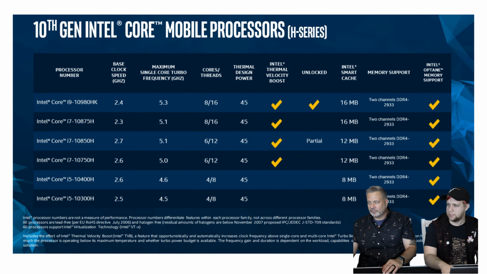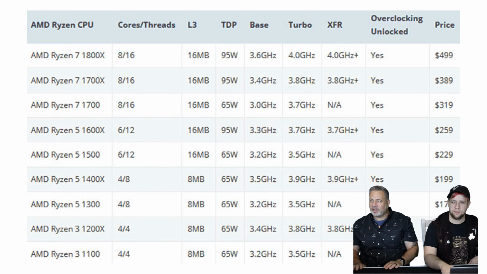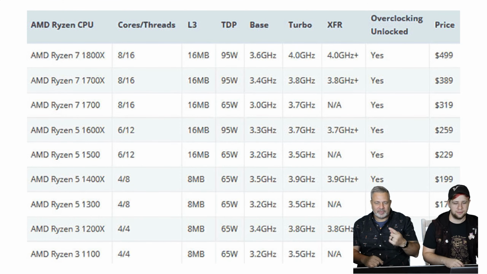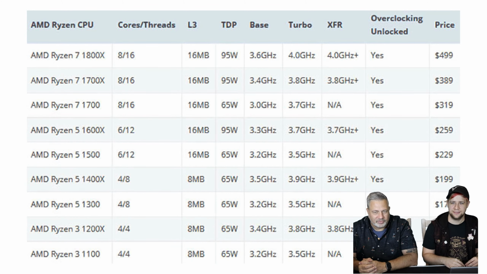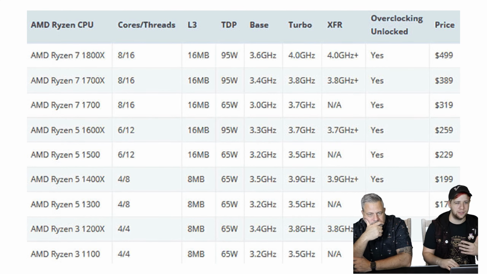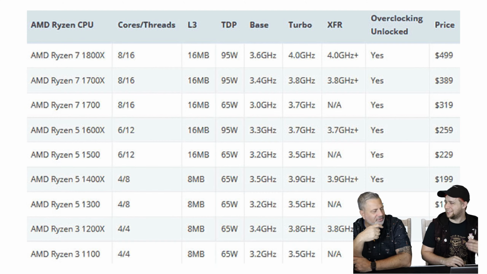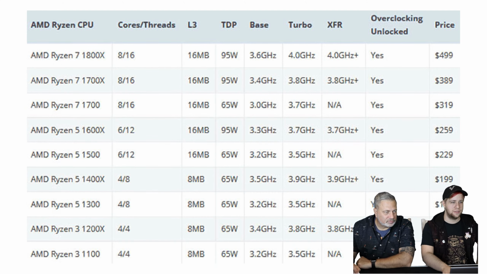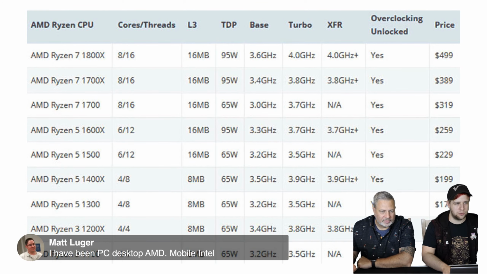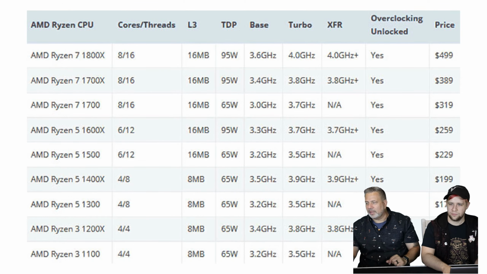So, subject to change. And on the AMD side, they threw their prices up there. They weren't afraid to throw their prices up there. For AMD, they want to let you know what your investment is, but Intel just wants you to fall in love with the chip first, and then learn about the price later. I've always been PC desktop AMD, mobile Intel. We'll talk about them in mobile platforms too.